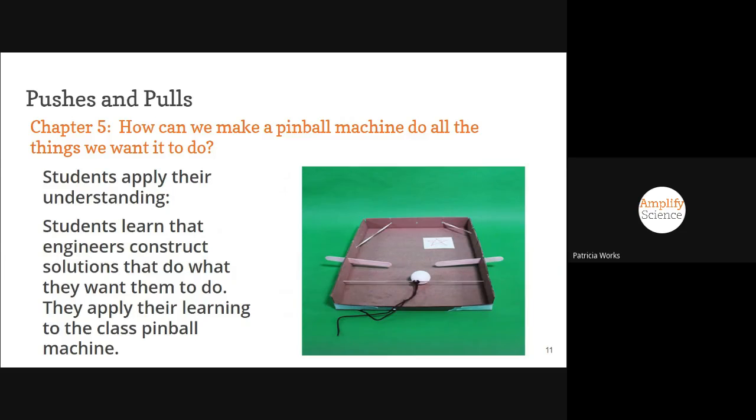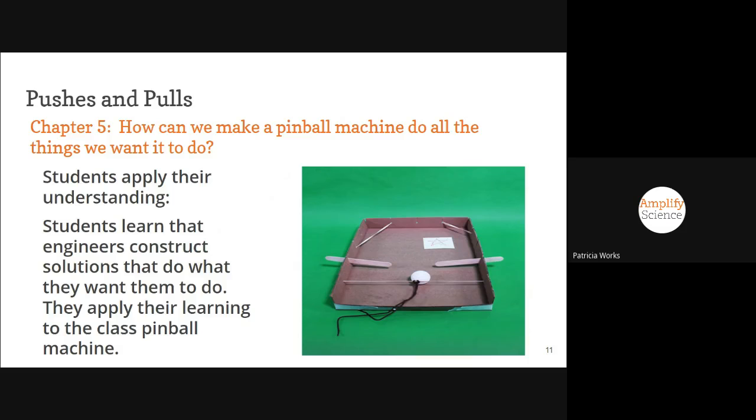Chapter 5 focuses on using what students have learned to create a pinball machine that lets them control the way a pinball moves. They learn that engineers construct solutions to do specific things they want them to do. Students write to explain what they know about forces in the How to Play Pinball mini book, and they share and explain their student box models in a box model showcase.